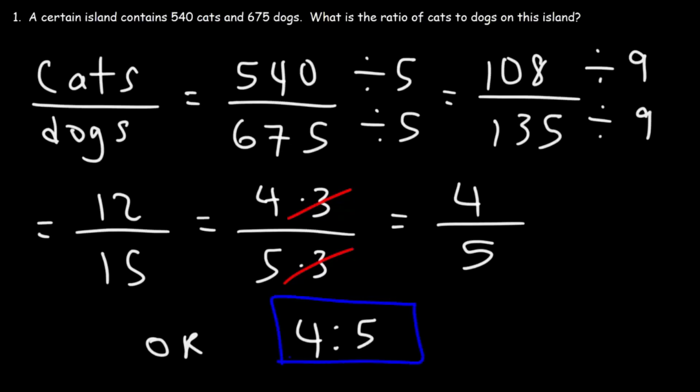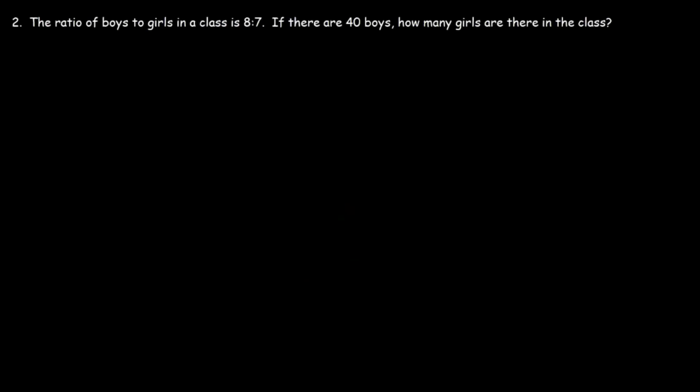So that's it for this problem. Now let's move on to number 2. The ratio of boys to girls in a class is 8 to 7. If there are 40 boys, how many girls are there in the class?